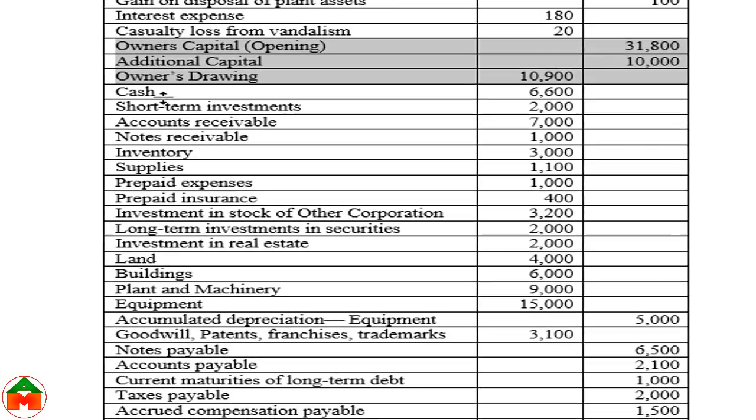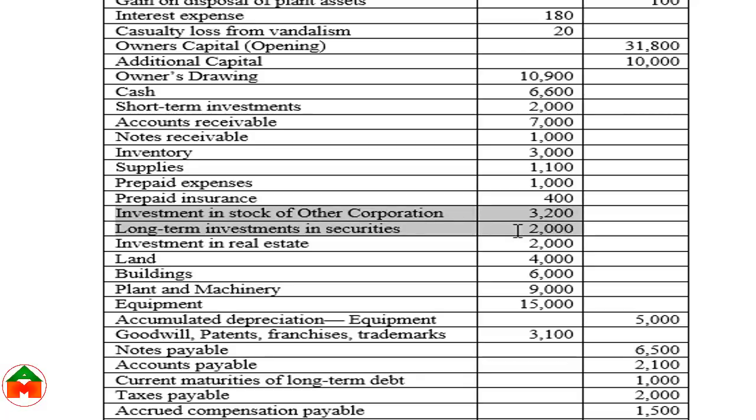Now we can see cash, it's a current asset. Short-term investment, it's a current asset. Accounts receivable, it's a current asset. Notes receivable, it's a current asset. Inventory, current asset. Supplies, current asset. Prepaid expenses, it's a current asset. Prepaid insurance, current asset.